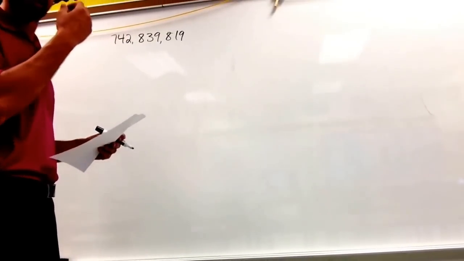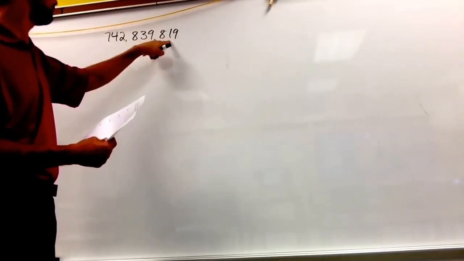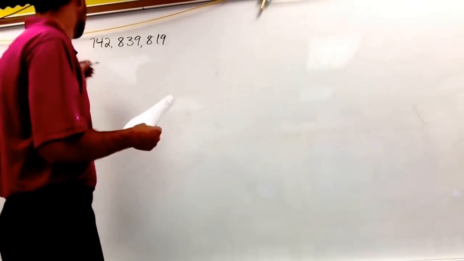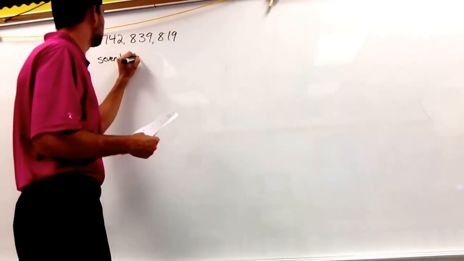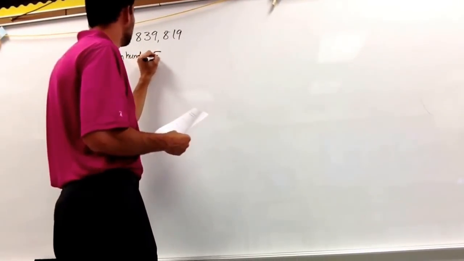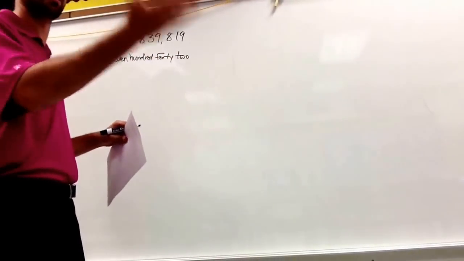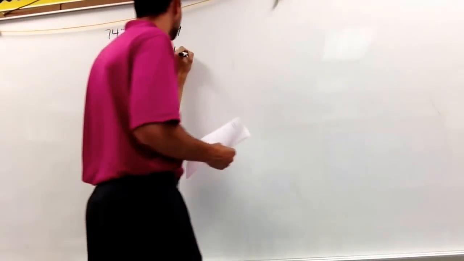So we just write how we would say the number. So this 7, that's in the 100 million, so 742,839,819. Thousands, millions. Okay? So how did I say that? Well, it's 742. 742 what? Pizzas, people, baseball players? No, it's in the millions, so we have to write millions.